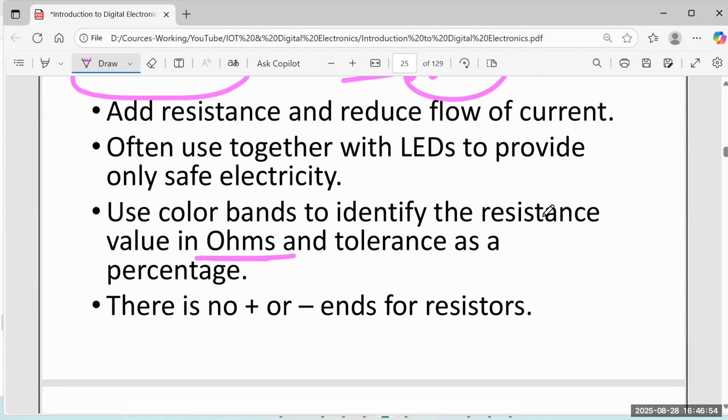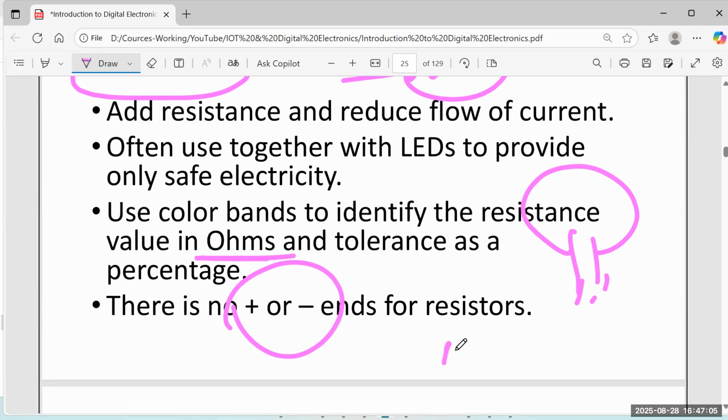Okay. When it comes to resistors, there's nothing called positive and negative. It's just like a normal bulb. A normal bulb has no positive, negative, right? You fix it whichever way. Resistors also have no positive, negative. You can just fix it whichever way. But LED bulbs, and some other devices, have a positive and negative. But resistors, you just fix it whichever side you want. Okay.